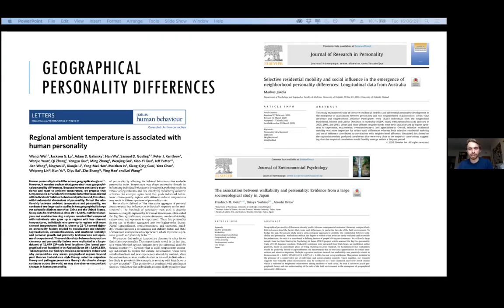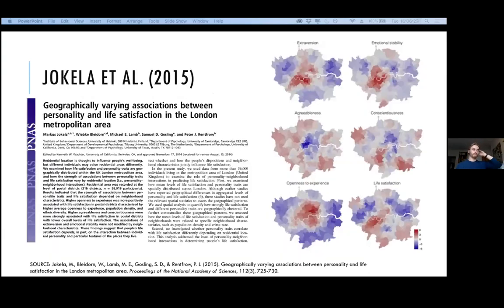And I'm going to focus on one particular study for this talk, which was by Jokela et al. in 2015. This was probably the first paper which really looked at within-city personality differences. Up until this work, a lot of the research was looking across countries, across regions, but not within a city. This was a very interesting paper looking at personality and life satisfaction in London.